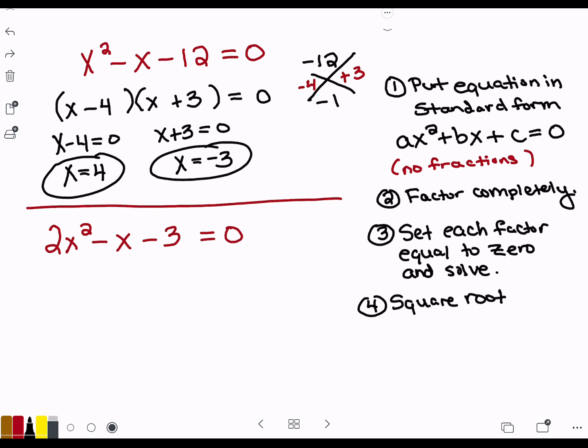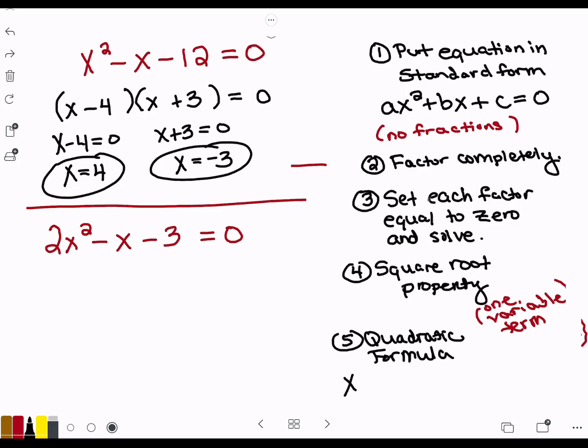Now, step 4 says you could use the square root property, but you can only use the square root property if you have one variable term, okay? It's not going to work if you have 2 variable terms like this problem is set up right here. I have 2x squared minus x. I can't really do square root property the way that it's set up right now. You could manipulate it a little bit and do the square root property, but it creates a little bit more of a challenge. My suggestion is that you go right to quadratic formula.